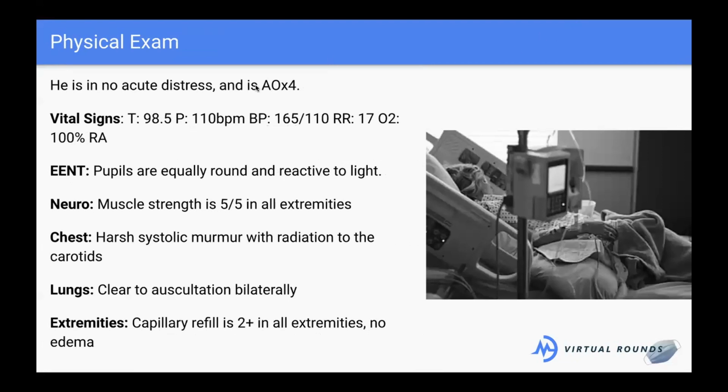All right, so here he is again. He's in no distress. He's AO times 4. Anyone here brushed with the medical field before and tell me what AO times 4 means? No harm if you didn't. I didn't learn this till medical school. Yeah, exactly. So it's alert and oriented to, and then the 4 is person, place, time, and situation.